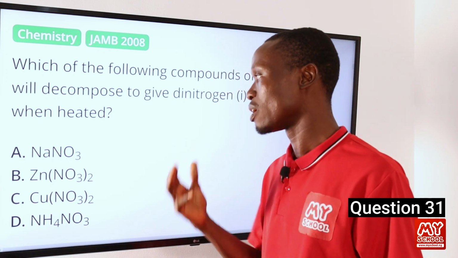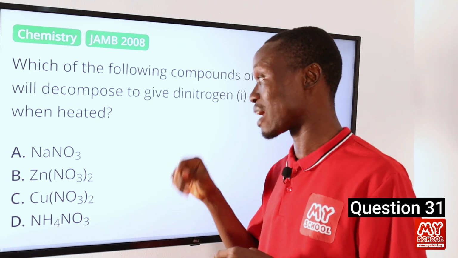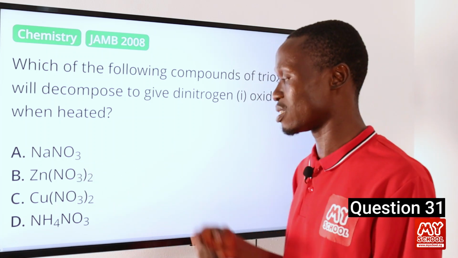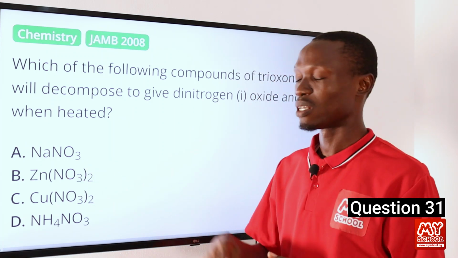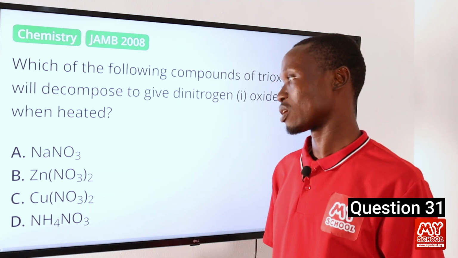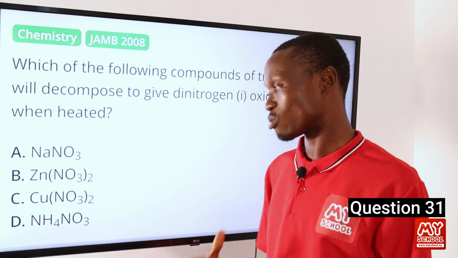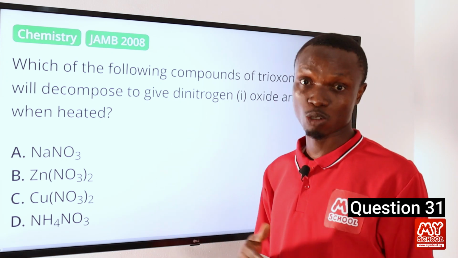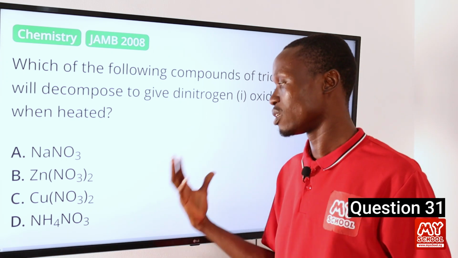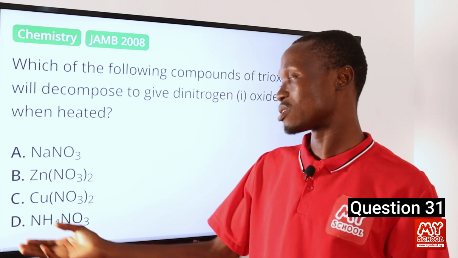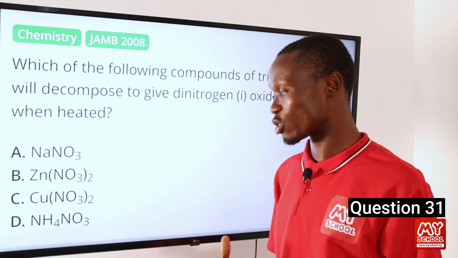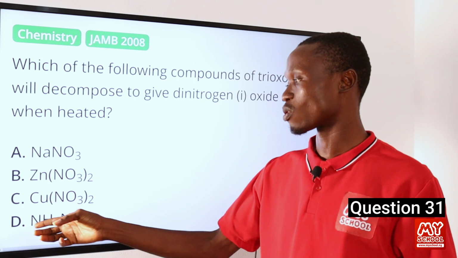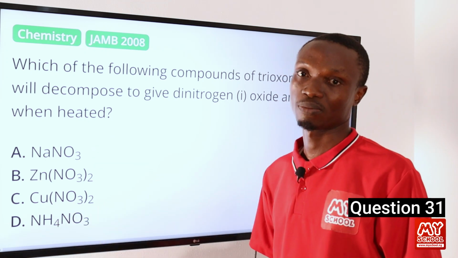Sodium nitrite is NaNO2. It's called nitrite, not nitrate. Then option B, we have zinc nitrate. When zinc nitrate is heated, you are going to have zinc oxide, then nitrogen 4 oxide, and oxygen. While for copper 2 nitrate, you'll have copper 2 oxide, then nitrogen 4 oxide, and oxygen when this compound is heated. Then option D, when ammonium trioxonitrate is heated, you are going to have dinitrogen 1 oxide and water. So that makes option D the correct answer to this question.